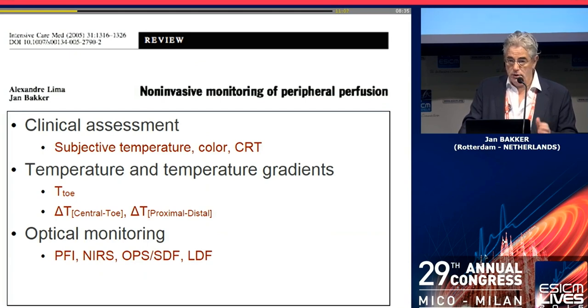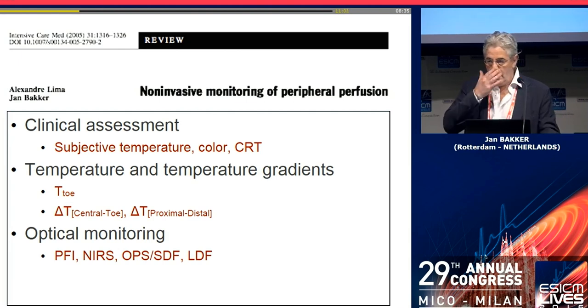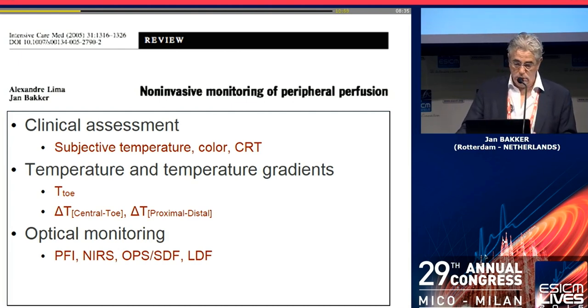Our postdoc, he did his PhD last year. Alessandro Lima from Sao Paulo did a review already a long time ago. This is 11 years ago, where we looked at the tools for peripheral circulation and especially the non-invasive monitoring, because that's an attractive element of peripheral perfusion.